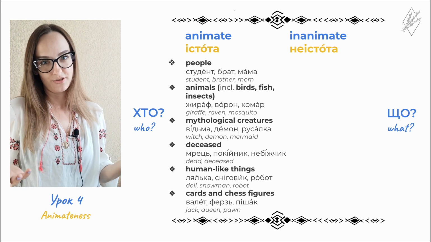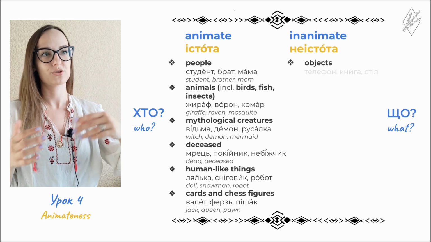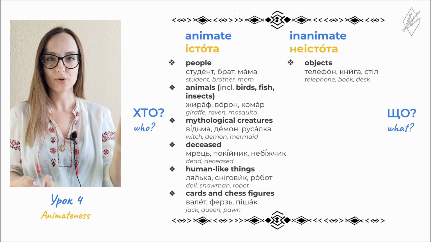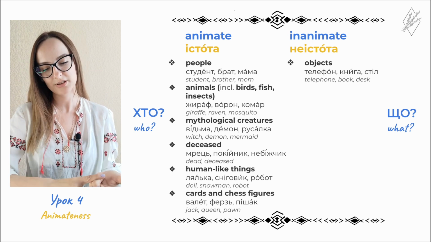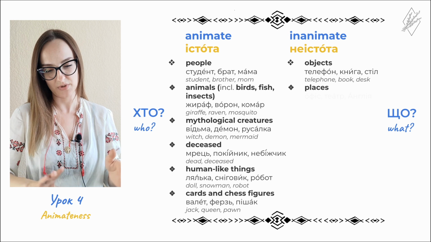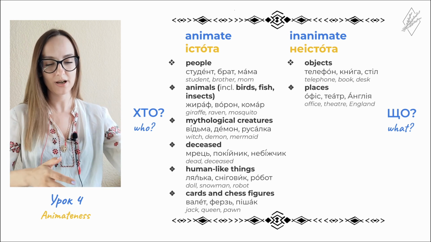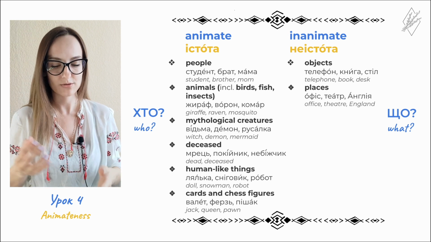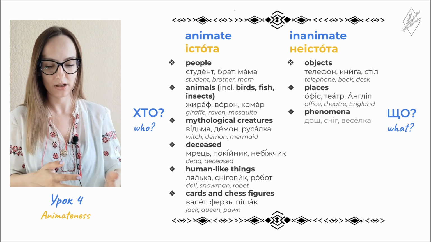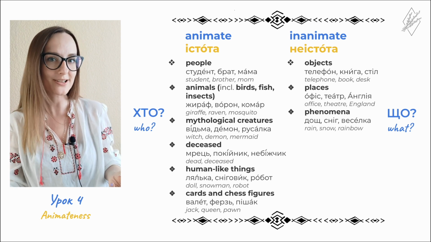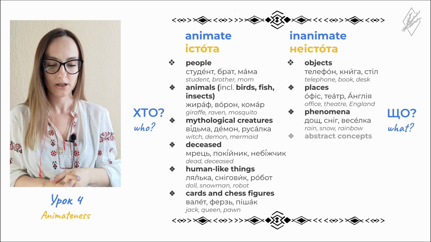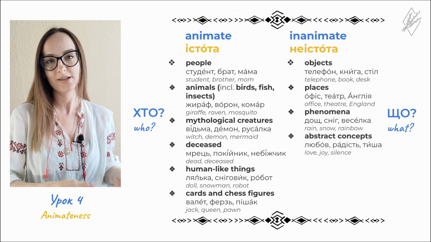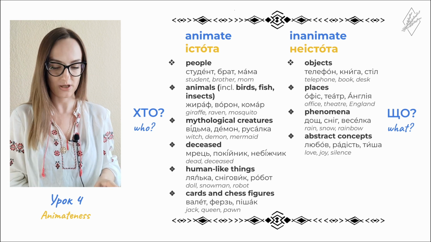Let's just take a look at different categories, but of course it's not a full list of everything that could be inanimate. So, of course, it's objects, telephone, книга, стіл, inanimate. Places, office, theater, Anglia, different geographic names, inanimate. Different phenomena, дощ, сніг, веселка, they're inanimate. Different abstract concepts, of course, любов, радість, тиша, inanimate.